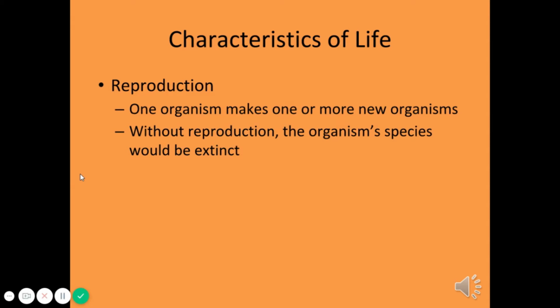The third characteristic of life is reproduction. And that says one organism makes one or more new organisms. And without reproduction, the organism species would go extinct. Now, the important part there is the organism species is going to go extinct. So think about it. If humans suddenly all stopped having babies, obviously, of course, the human population would decrease, and eventually there'd be no humans left. That's not the case if just one human stops having a baby. We don't go extinct. It's the whole humans as a species.